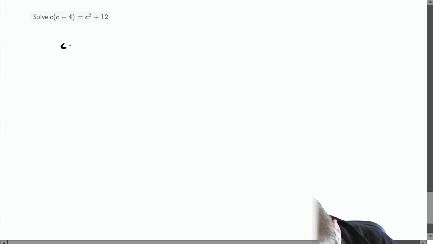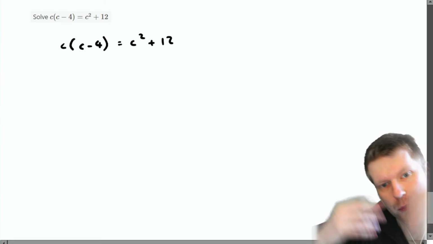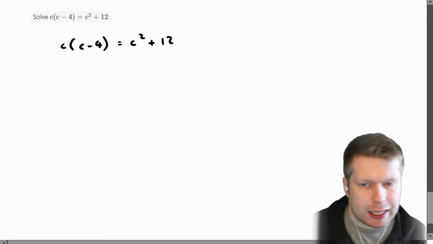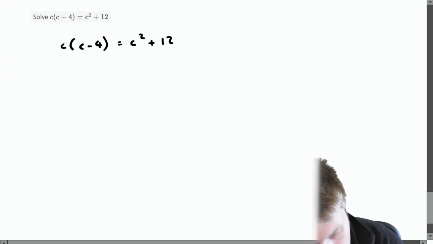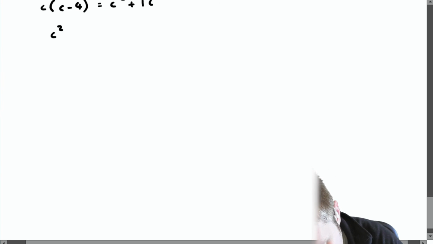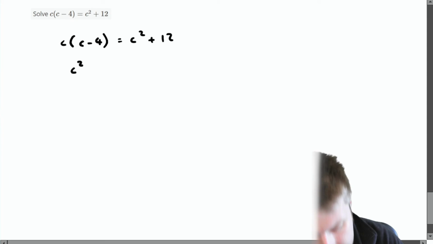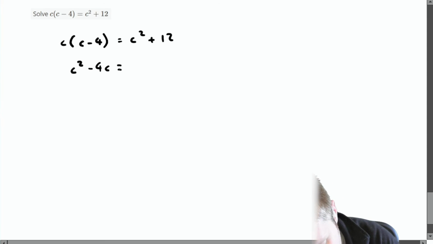All right, so I've been asked to solve this equation now. So I've got c multiplied by c minus 4 equals c squared plus 12. Okay, first thing I'm going to do here is I'm going to break down those barriers. I'm going to get rid of that bracket, okay? So I can expand out. So c times c is going to give me c squared, and c times negative 4 is going to give me negative 4c, and I'll just leave the right-hand side alone.